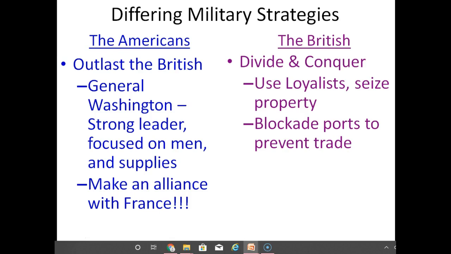This was a problem because the colonists needed to trade to get money. They also did not have the ability to make their own military supplies, so they needed a way to get military supplies in and out. And if the British ships were blocking the ports, it was very difficult to do that.